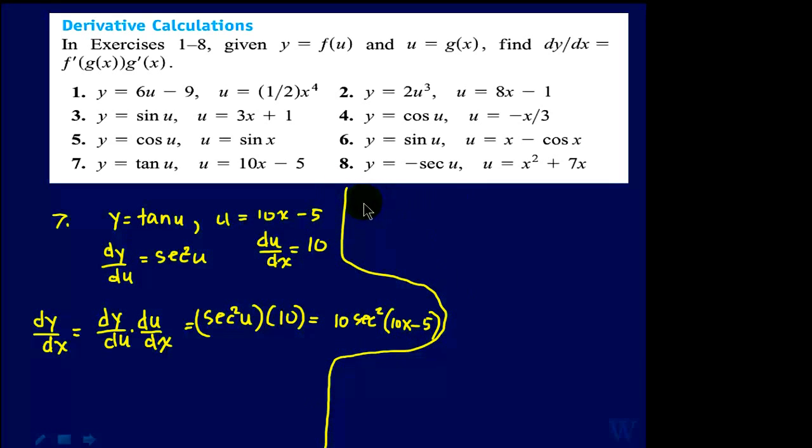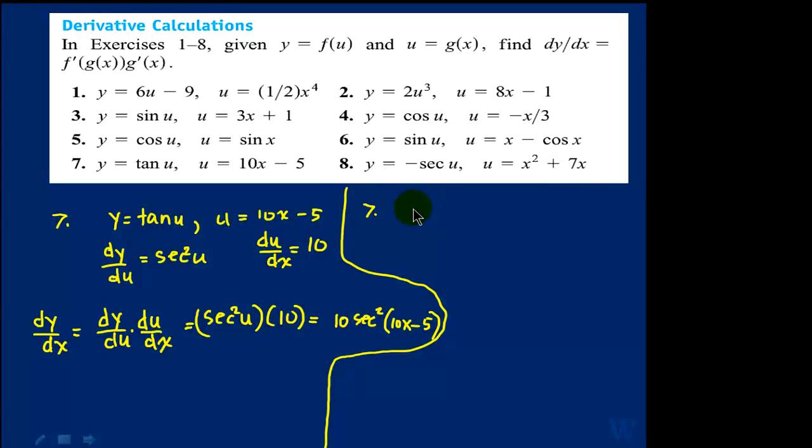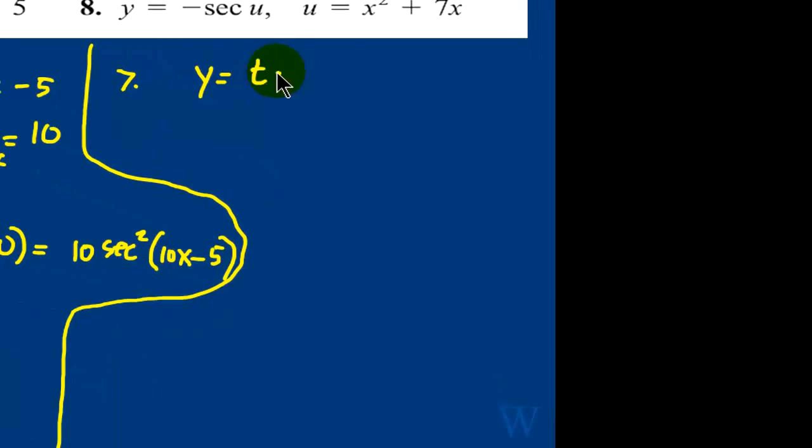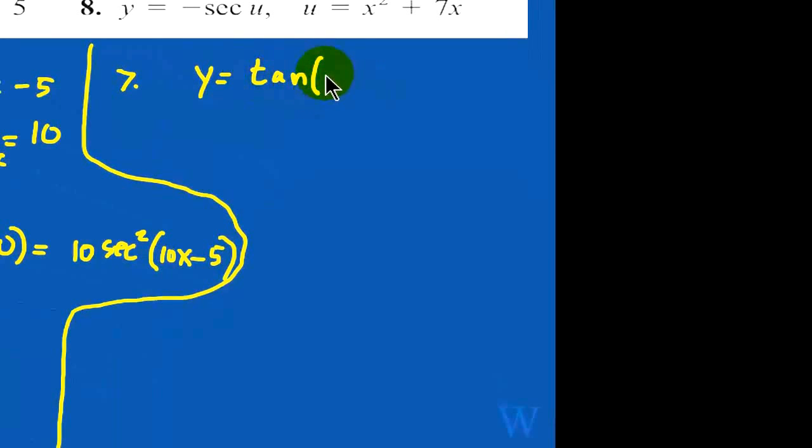Okay, again, suppose we do it the other way around. An alternative way of working on number 7 is substituting the value of u right away into y. So y is equal to the tangent of, its argument is 10x minus 5. Look at the big picture. So what is y prime? We differentiate the tangent function.